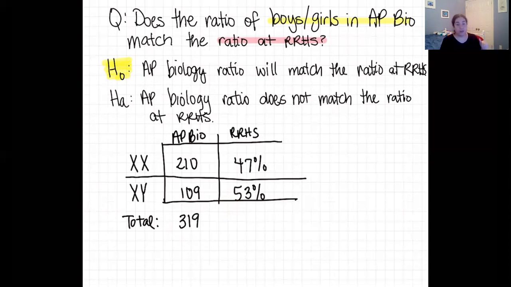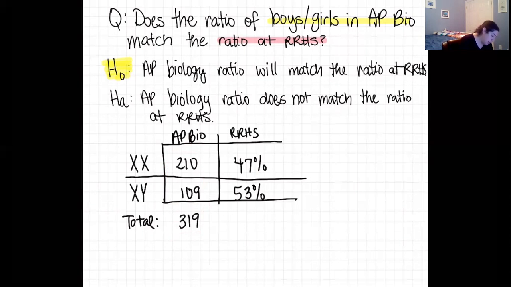So based on those 319 students in AP Biology, 47% of them should be XX, 53% of them should be XY. The number that you see here, these are the actual number, what we call the observed number of students in that class. But what they should be of this total population, it should be 47% XX, 53% XY. So I'm going to go ahead and do that conversion.